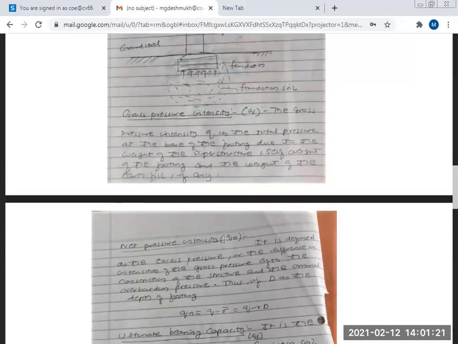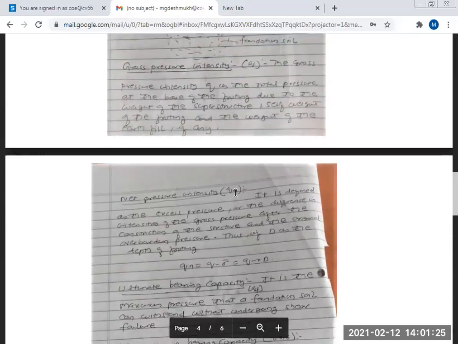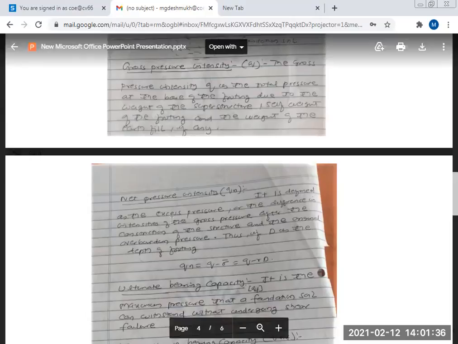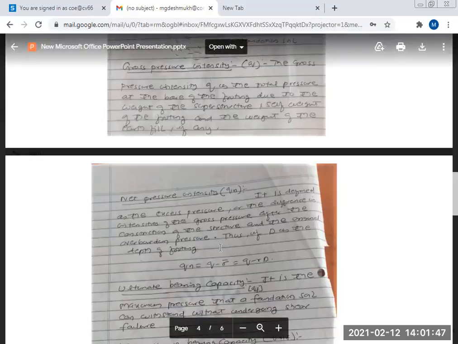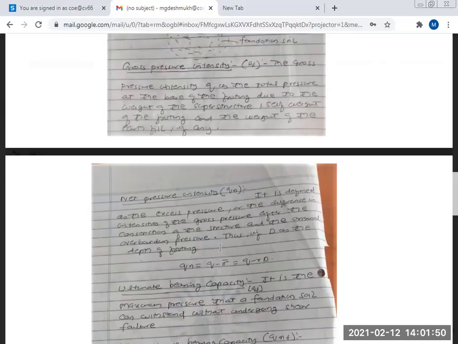Then what is the net pressure intensity? Net pressure intensity is denoted by qn. Net pressure intensity is defined as the excess pressure or the difference in intensities of the gross pressure after the construction of the structure and the original overburden pressure. तो मैं आपको क्या बोला था, देखिए ये सब डेफिनेशन पहले से मैं आपको बताता हूं.